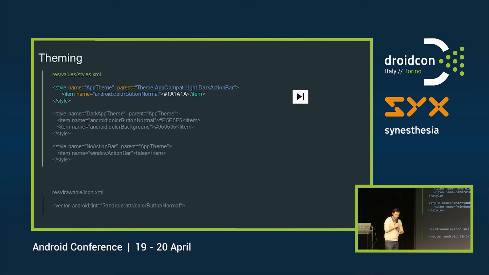Another very useful case for the toolbar is theming. So let's see an example with this theme. We have our regular theme, which has the color button normal set to that. We have the dark theme, which is basically the inverted version, so we have white on black. And we have the no action bar theme. In one of the icons, we have used one of the theme attributes, so the color for that vector drawable will come from the theme.